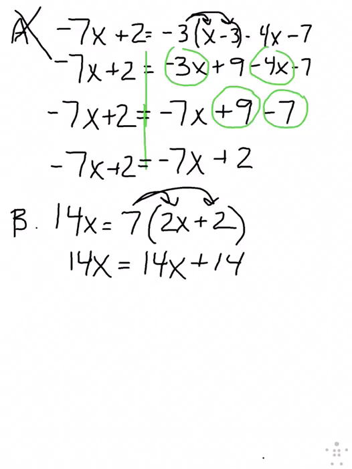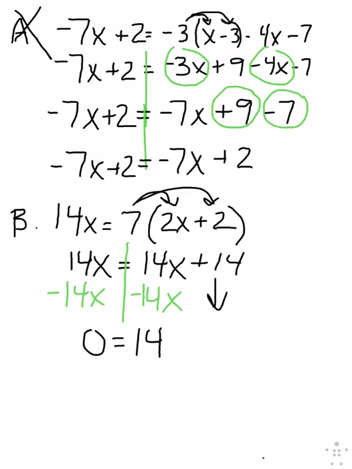I can combine like terms. 14x and 14x are on opposite sides, so I do the opposite operation. I do a minus 14x. 14 minus 14 gives me 0. I get 0 equals 14 because I bring it down. That is not true. That is a no solution problem, and so B is incorrect.